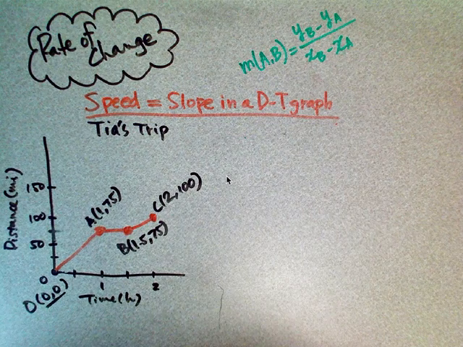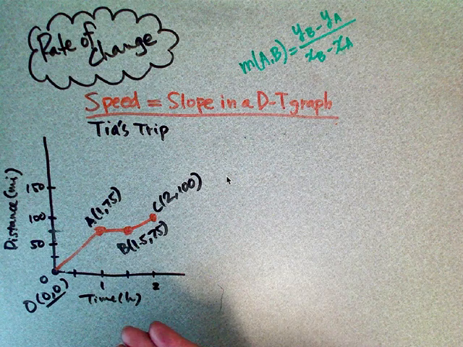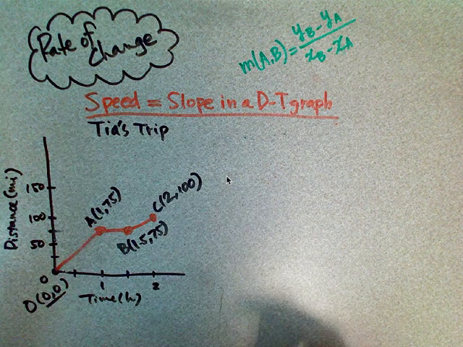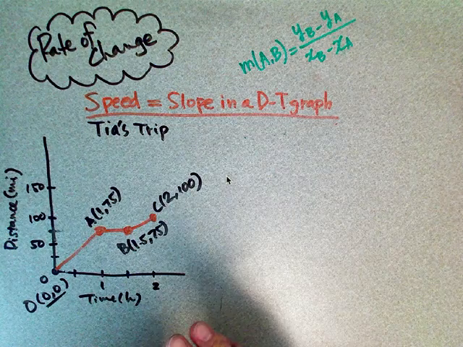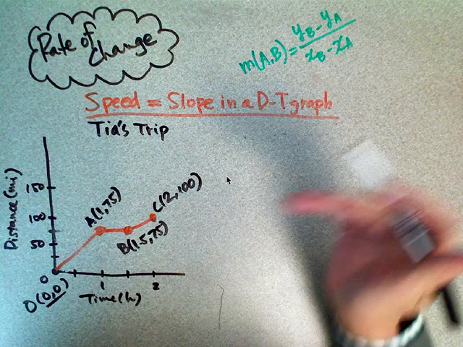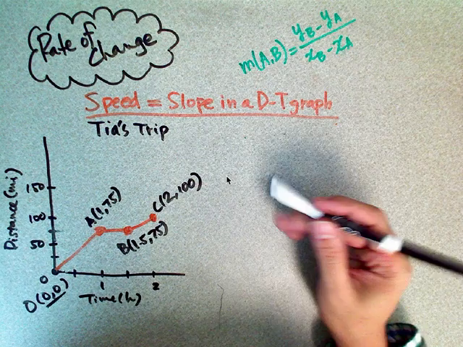So let's find out the speed of this Tia's trip. This graph is very important, and Tia can be in trouble by looking at this. We can guess what Tia's trip was like. We can make up some stories about Tia's trip.